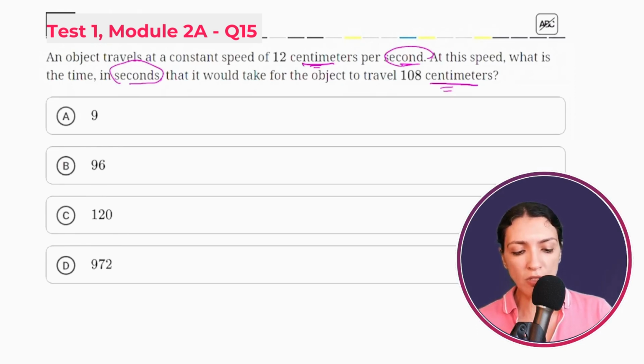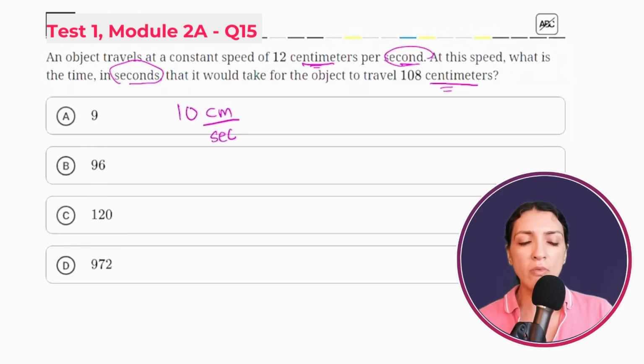Now, if you wanted to solve this via estimation, you would think, okay, if I'm traveling 10 centimeters per 1 second, how long would it take me to travel 100 centimeters? Well, that would be 10 seconds. Which would lead us to choice A.